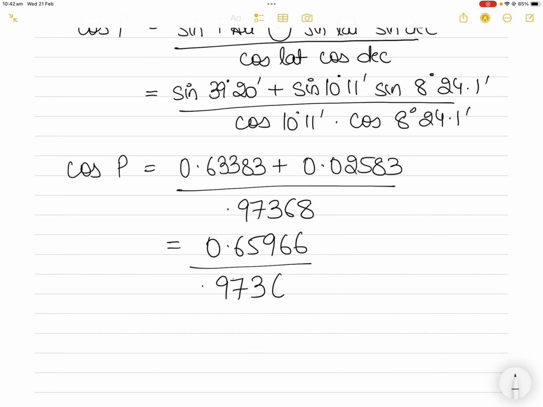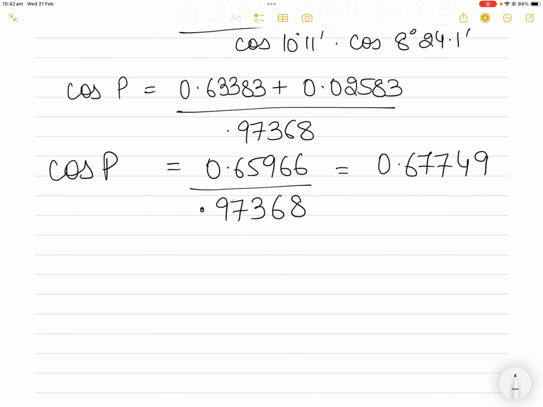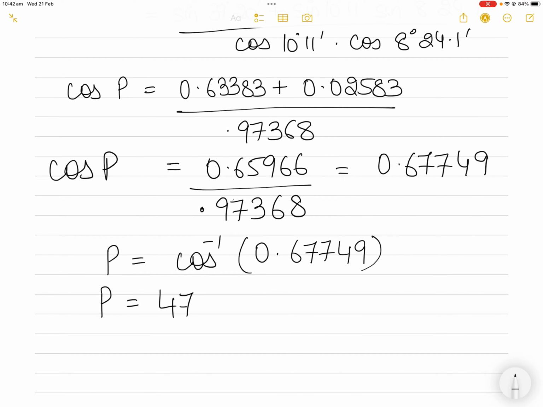So 0.97368 and cos of P, which will get you 0.67749. All right, and then you have P is equal to cos inverse of this value 0.67749, and you will get P as 47 degrees 21.1 minutes.